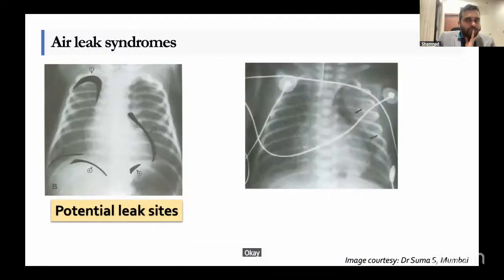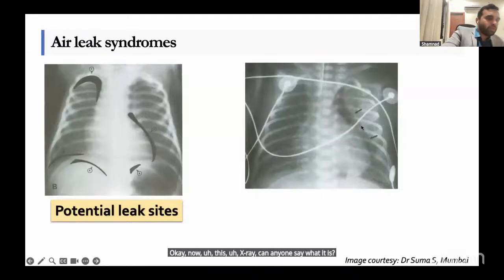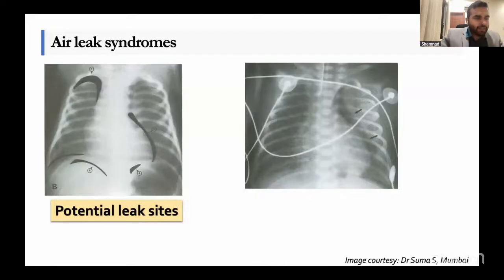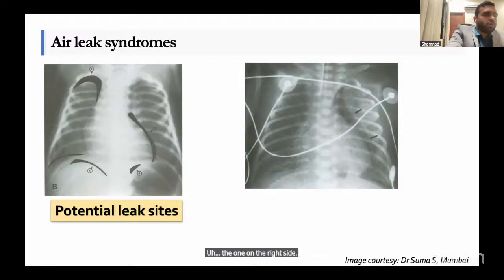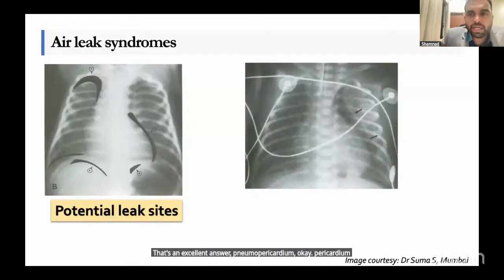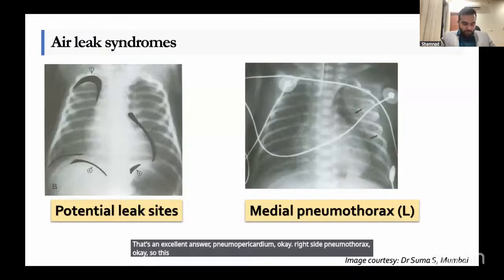Now, this X-ray, can anyone say what it is? Chat box, what pneumothorax is it? The one on the right side. Pneumomediastinum, that's an excellent answer. Pneumopericardium. Okay, pneumomediastinum, pneumopericardium, right-sided pneumothorax. So this is actually a medial pneumothorax.